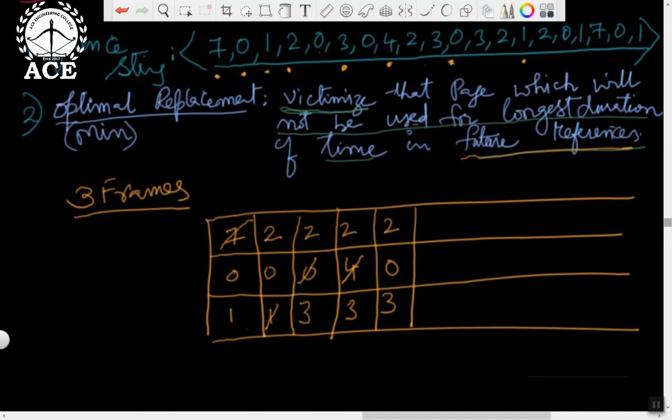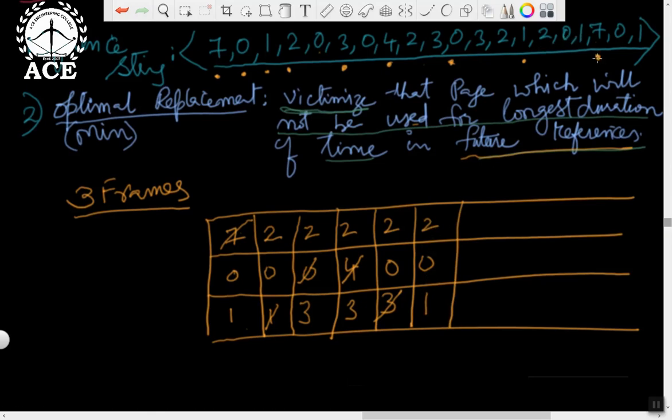Next 1 is referred, 1 will cause a fault. So decide among 2, 0, 3 who should be victimized. 2, 0 are used. 3 is not used. Why should I hold 3? Remove 3. Bring 1 in place of it. So 0, 2. Okay. Then we refer 2, 0, 1, no page fault, all are present.